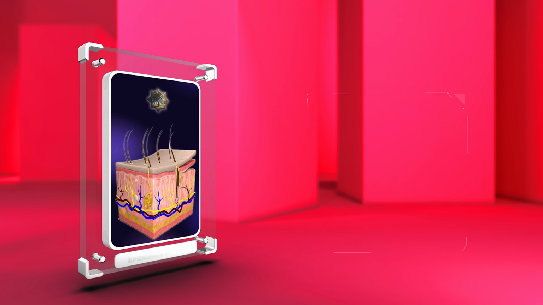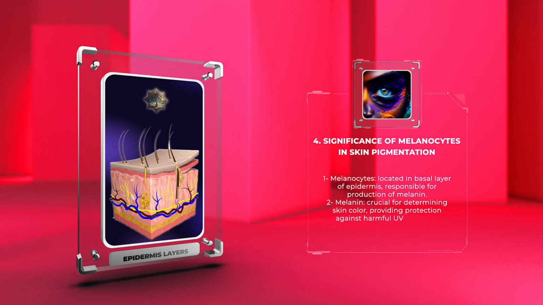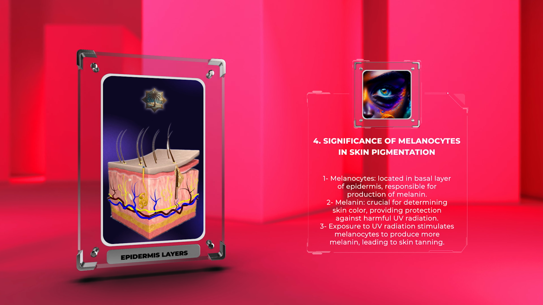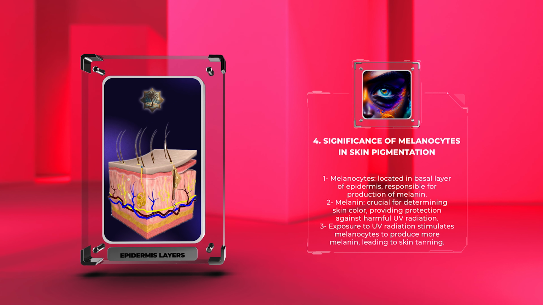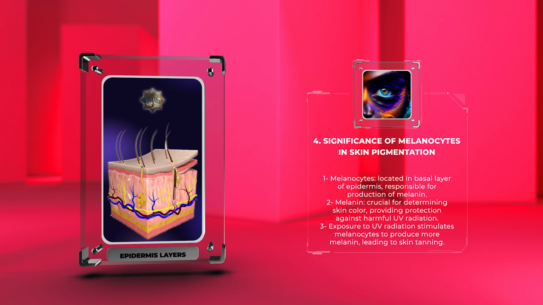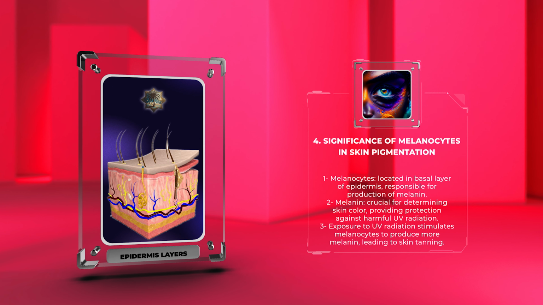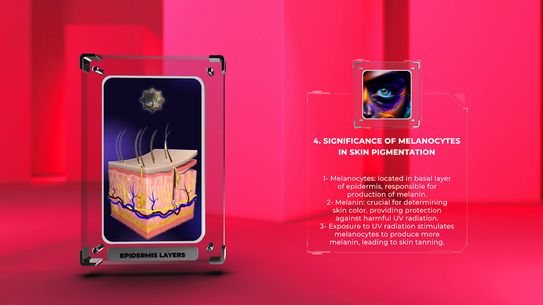external factors. Melanocytes, specialized cells located in the basal layer of the epidermis, are responsible for the production of the pigment called melanin. Melanin plays a crucial role in determining skin color and providing protection against harmful ultraviolet, UV, radiation. Upon exposure to UV radiation, melanocytes produce more melanin, leading to tanning of the skin as a protective mechanism.